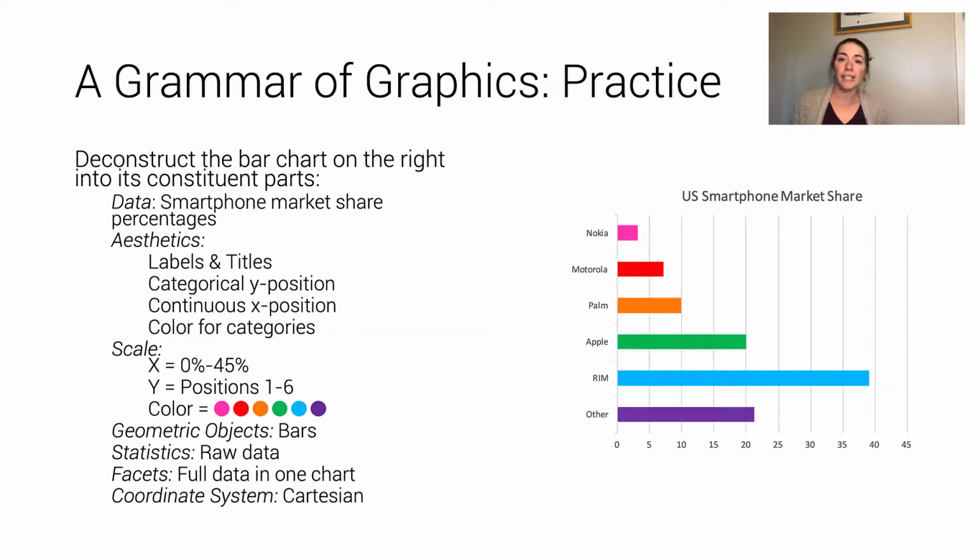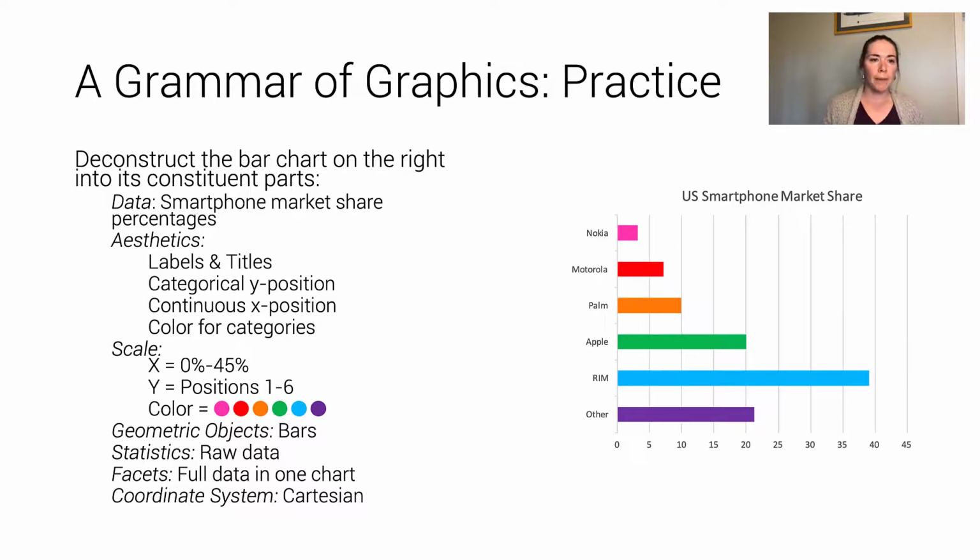So here is my deconstruction of this bar chart. Yours may vary a little bit, and that's okay, but generally speaking, the data that we are seeing here is smartphone market share percentages. In other words, what company has what proportion of the market. The aesthetics that we see are our labels and our titles. Then we also have X position mapped to different categories. So each position is mapped to a specific company. We have a continuous Y position, and we have different colors for our different categories. In this case, those categories are the different companies represented in this share.